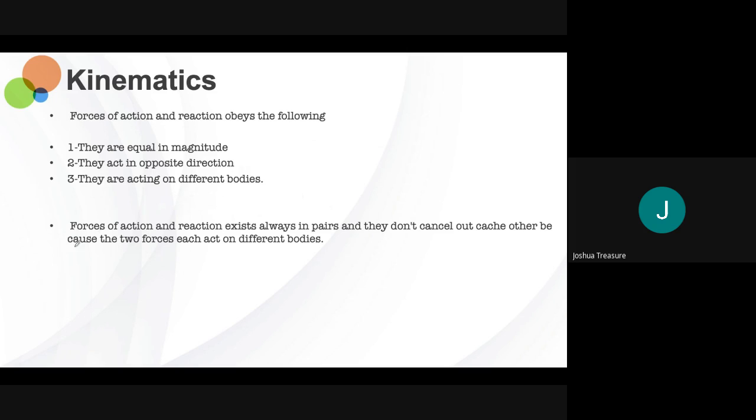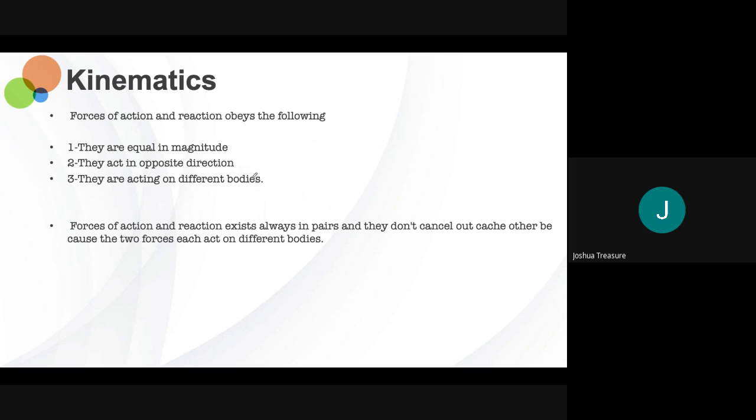Now, the forces of action and reaction exist always in pairs and they don't cancel out each other, because the two forces act on two different bodies. So don't ever make the assumption that they cancel out each other, or don't ever make that mistake. Why? Because we made this clear already. They're acting on different bodies.